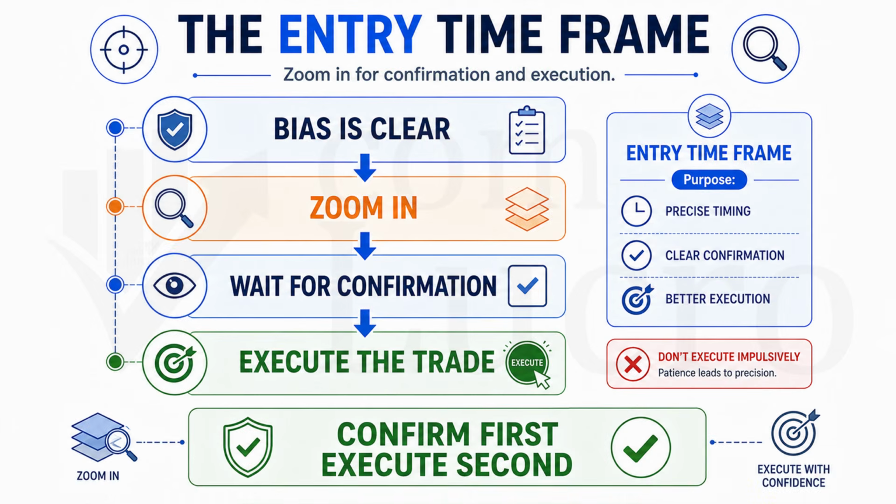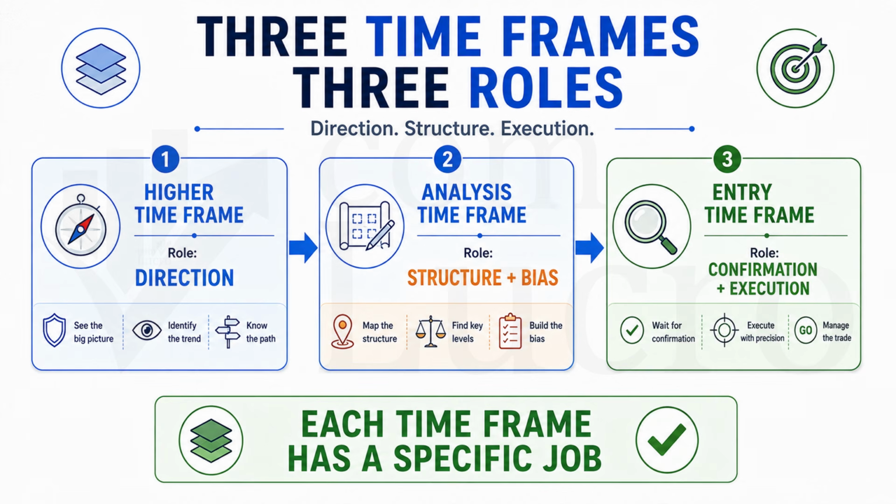The third one is the entry time frame. Once our bias is clear, the entry time frame is where we zoom in to look for confirmation and execute the trade. So each time frame has a specific role. The higher time frame gives us direction. The analysis time frame gives us structure and bias. And the entry time frame gives us confirmation and execution. Now, let's break this down step by step.